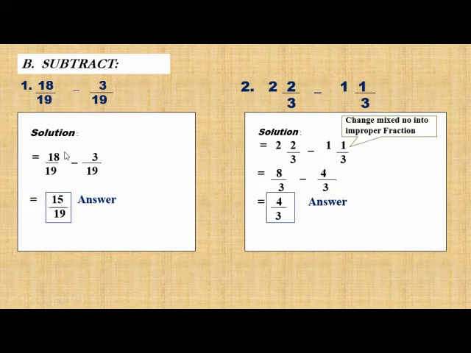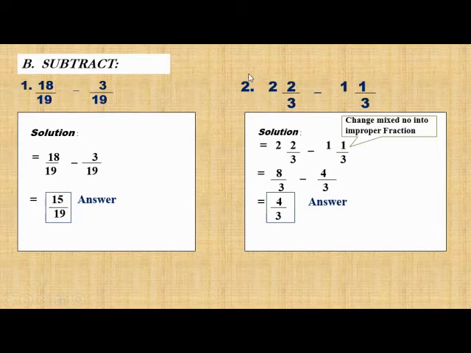Now move to the solution. 18 upon 19 minus 3 upon 19. The denominators are the same, so right here 19, and 18 minus 3 equals 15. 15 upon 19 is your answer. We can subtract 3 upon 19 from 18 upon 19. It means 18 minus 3 equals 15, and 19 is here. So this is your answer. This is question number 1 in which you have to subtract these fractions.